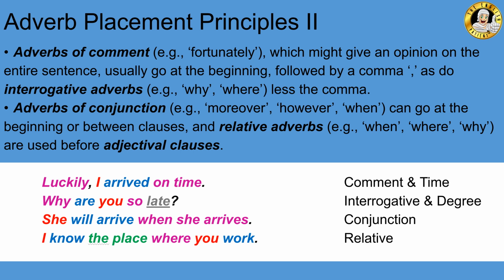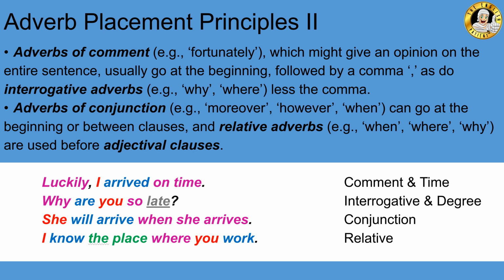And then in the next example, the third example here, she will arrive when she arrives. So here, when is actually an adverb of conjunction. In fact, the entire clause, when she arrives, is actually an adverb of conjunction here. It's telling you actually the time that she will arrive. She will arrive when she arrives.